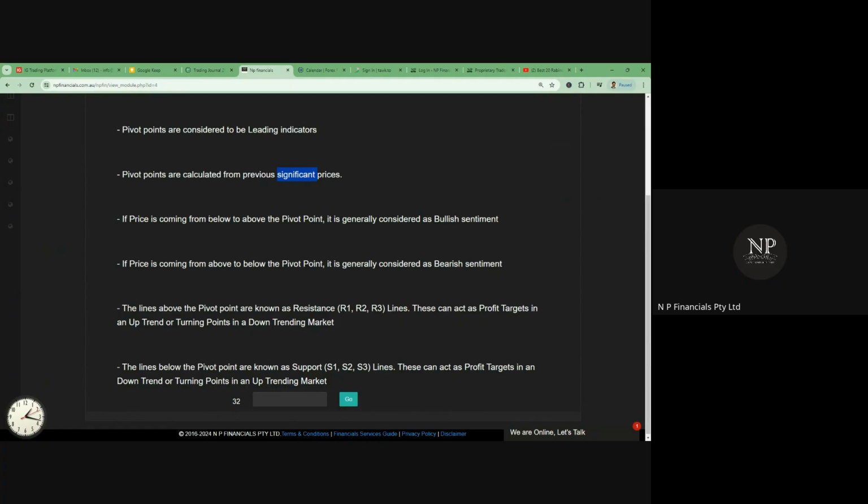The price is coming from below to above. If the price is coming from below to above the pivot point and staying above the pivot point, you can write it down, that means price staying above the pivot point after coming from below to above the pivot point, it is generally considered as bullish sentiment. On the opposite, if the price is coming from above to below and staying below the pivot point, price is staying below the pivot point after coming from above to below the pivot point, it is generally considered as bearish sentiment.